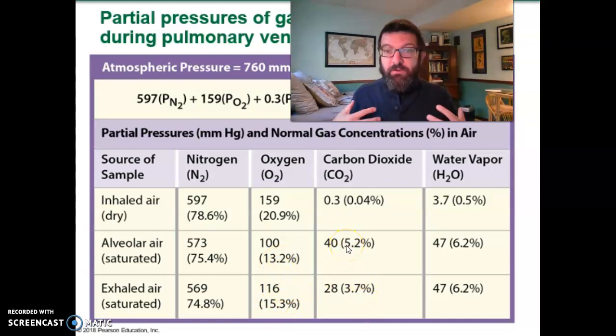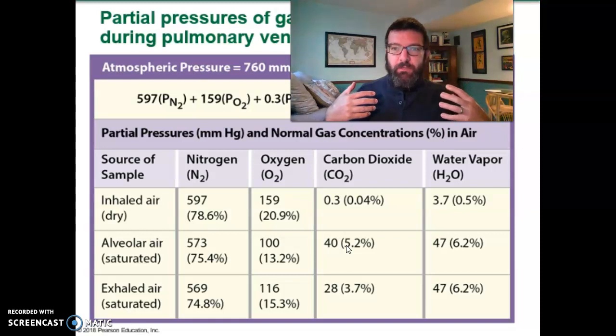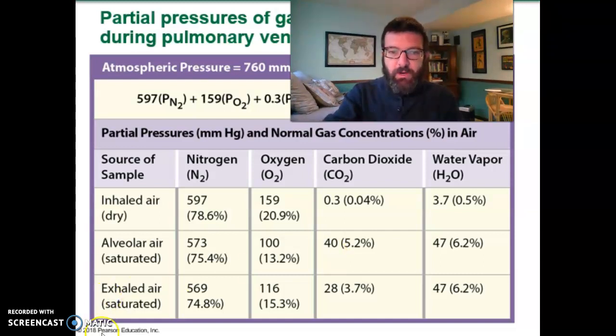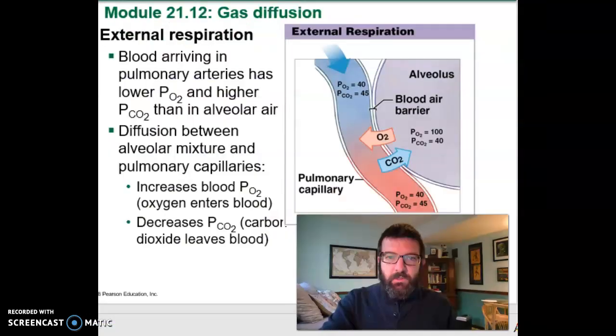But while it's in your alveoli and diffusion is happening, your oxygen levels in your alveoli are going to go down because the oxygen is going to diffuse into your blood, where you have relatively low oxygen, and CO2 is going to do the opposite. So here you can see what's happening in your alveoli.